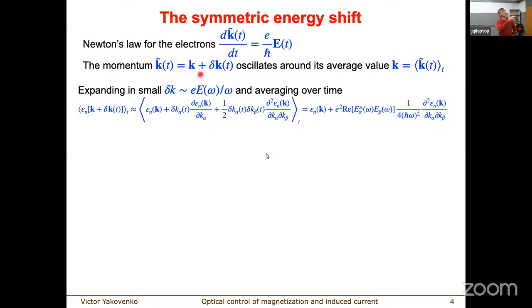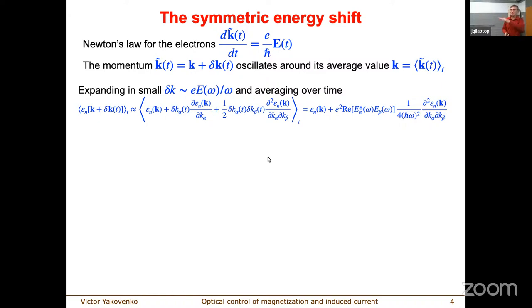Because electron momentum oscillates, you ask, what is the time averaged energy of the electron? So you simply take the electron energy, put in this oscillating momentum, and expand into small deviations to the first and second order, then average over time. The first order term averages to zero, but the second order term does not, because there's this tensor delta K squared, which becomes electric field squared. And because this is a symmetric tensor, naturally you get a symmetric tensor of electric field, multiplied by the second derivative of the electron dispersion. So this is basically a natural explanation of the origin of the intraband symmetric term, okay?